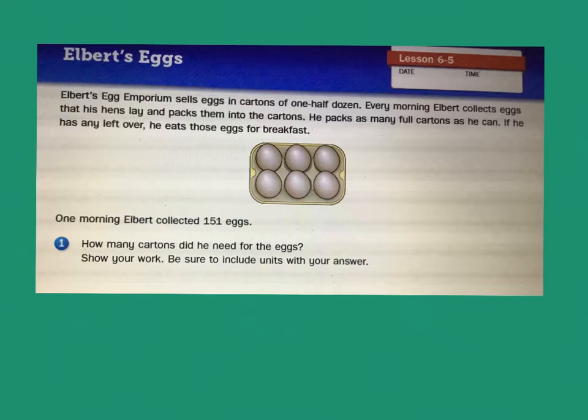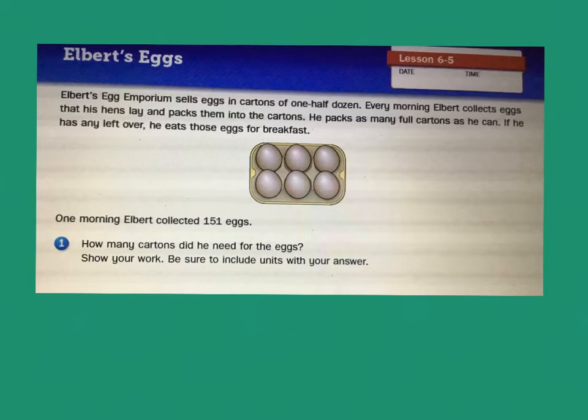Elbert's Egg Emporium sells eggs in cartons of 1/2 dozen. Every morning, Elbert collects eggs that his hens lay and packs them into cartons. He packs as many full cartons as he can. If he has any left over, he eats those eggs for breakfast.